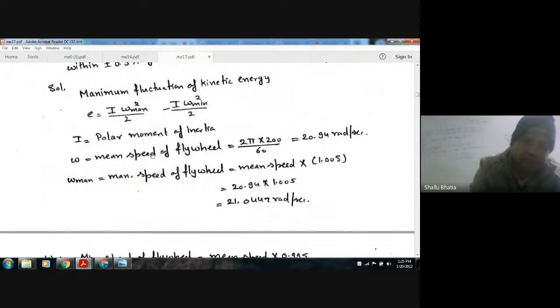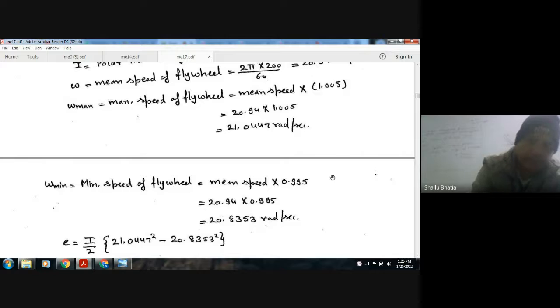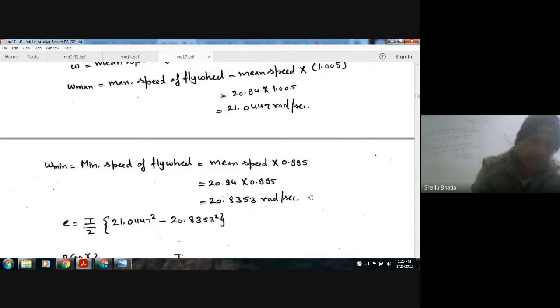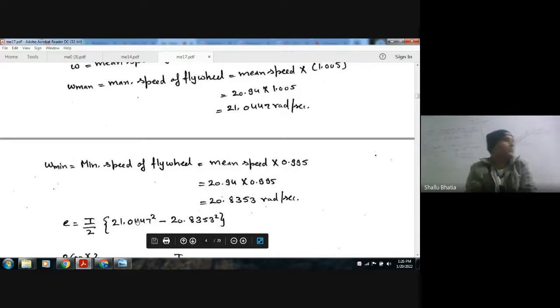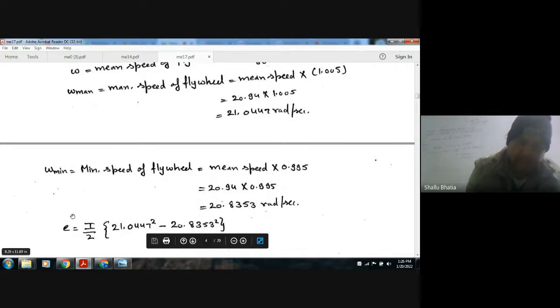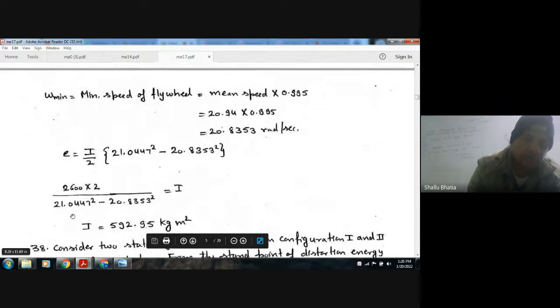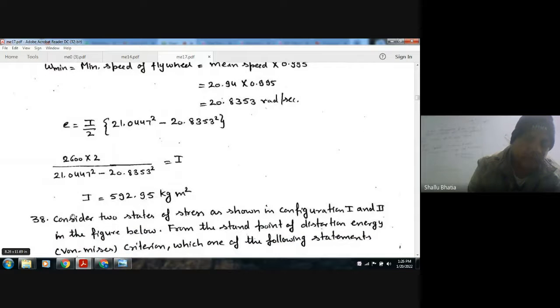So maximum speed is 20.94 multiplied by 1.005, and minimum speed will be the mean speed multiplied by 0.995. So we can find out maximum and minimum speed, and we have the formula I omega max square by 2 minus I omega min square by 2. Putting the values here, and E we have is 2600. Putting the value of E, we can find out I is 592.5 kilogram meter square.